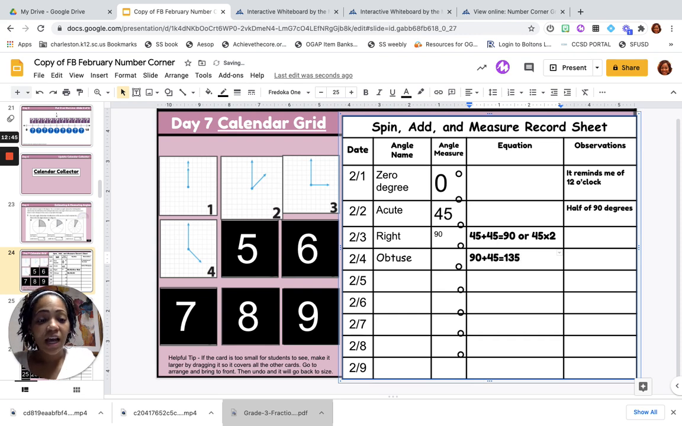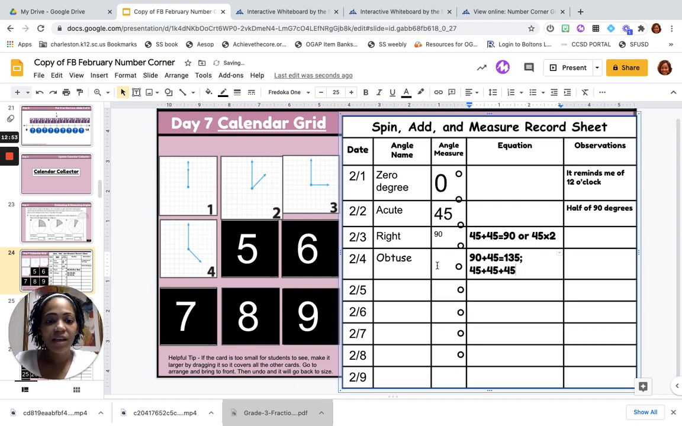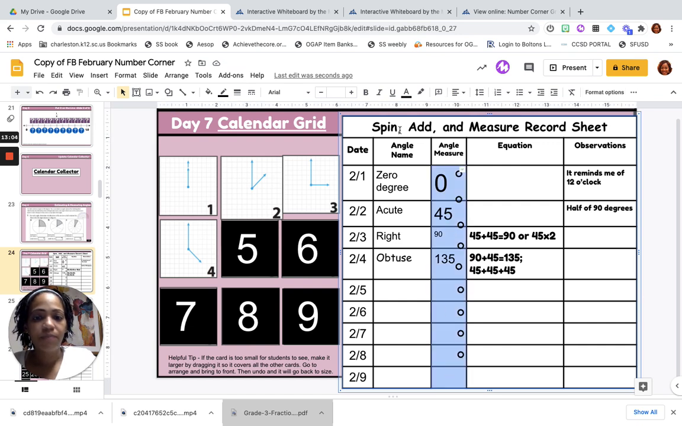135 degrees. I could also think about it as saying 45 plus 45 plus 45, right? So now I know my angle measures 135 degrees. Are we good? Now, let me fix this as well. Okay.